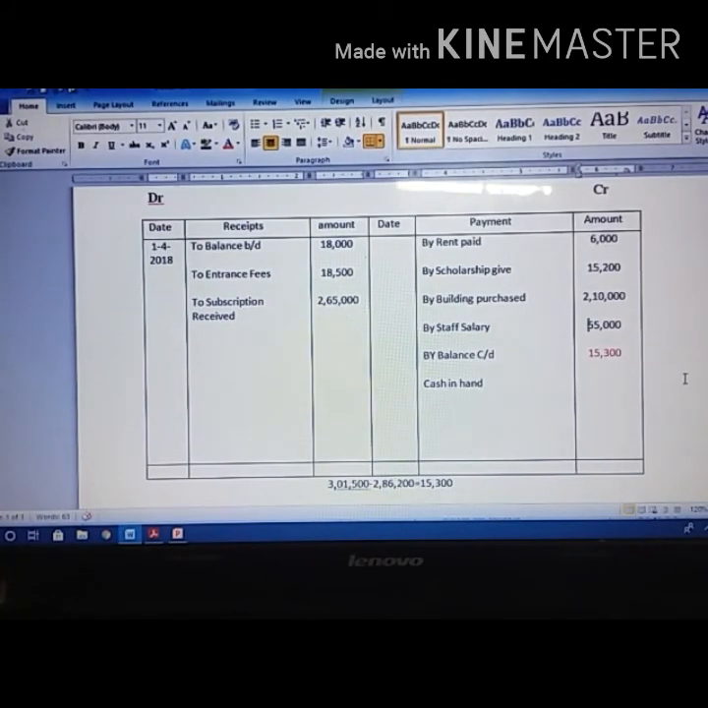following particulars of Tamil Nadu Educational Society. Prepare the receipt and payment account for the year ended 31st March 2019. So from the following particulars of Tamil Nadu Educational Society, prepare the receipt and payment account for the year ended 31st March 2019. So for that we have to open a receipt and payment format.